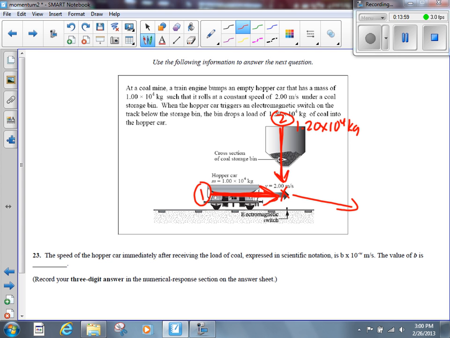Intuitively, we know that, right? When you drop coal in a hopper car, which way is the hopper car going to go? This way. The reality is there is a tiny bit of a y component, but we're not even going to touch it because it's so small that it just doesn't matter. We know that because that momentum gets transferred to the earth, and the earth just isn't going to move any measurable amount.